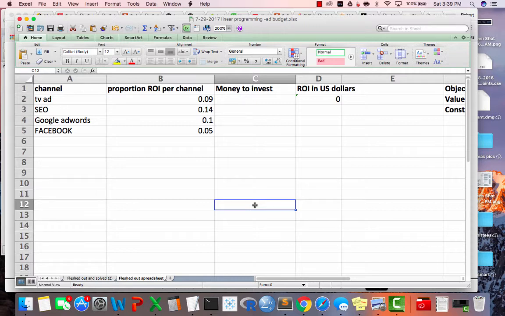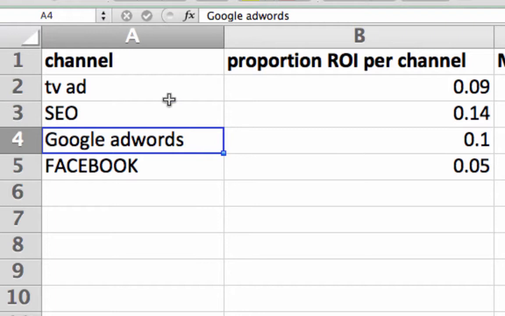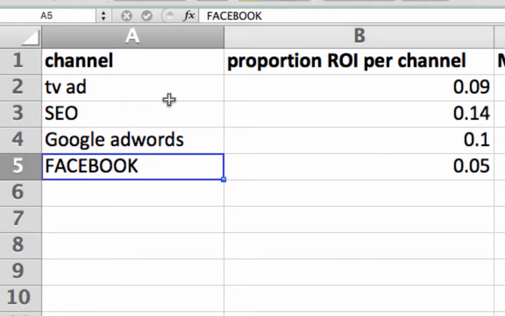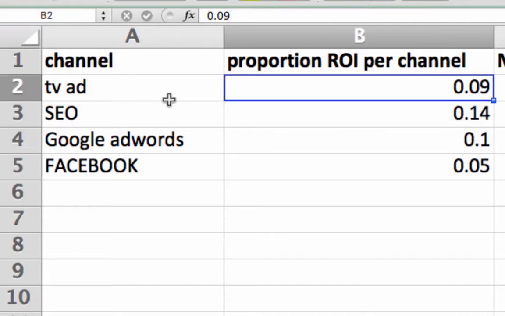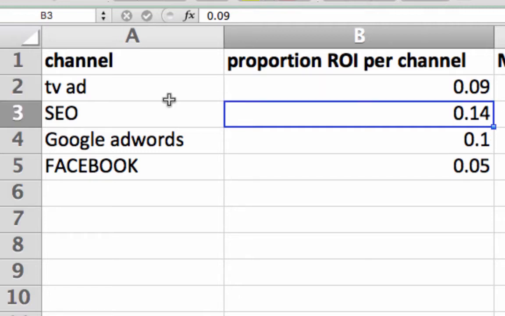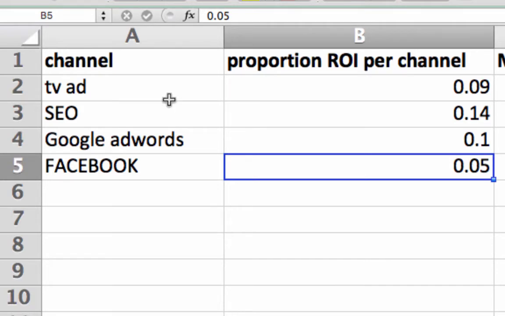convince a client, or convince the company that you work for, how they should allocate their money across various advertising outlets. So you've got it narrowed down to four. You've got television advertisements, search engine optimization, Google AdWords, and you want to spend some money on a Facebook firm. And you've also got these proportion ROIs per channel that were handed to you. These are just estimates of how much ROI you could get for each channel. So 9% for the television advertisement, 14% for SEO, 10% for Google AdWords, and 5% for Facebook.